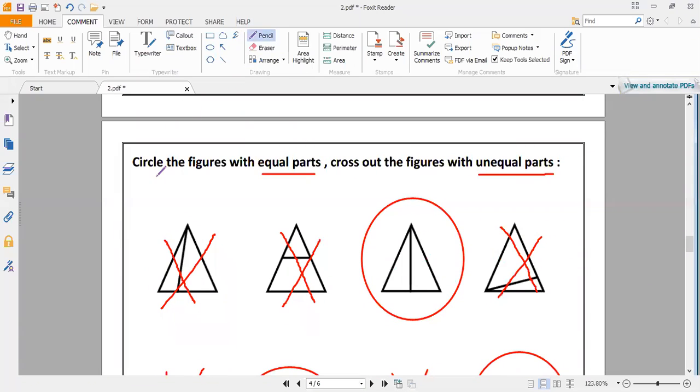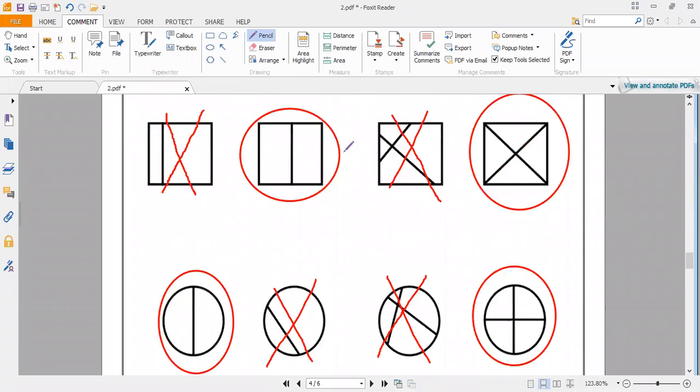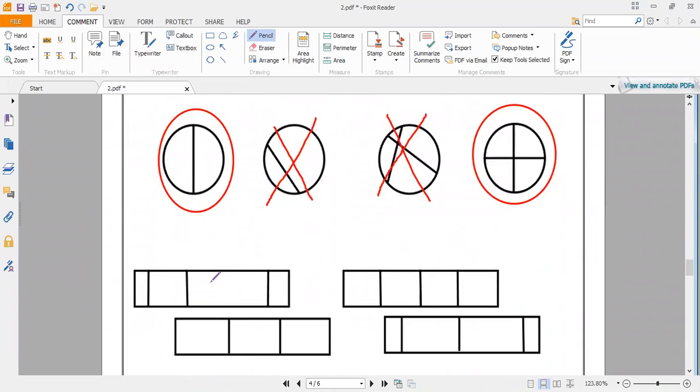The question said circle the figures with equal parts, cross out the figures with unequal parts. Okay. So this shape I will circle it or cross it out? Cross it out. The next one you will circle it. Yeah, the next one, because there are 4 equal parts.